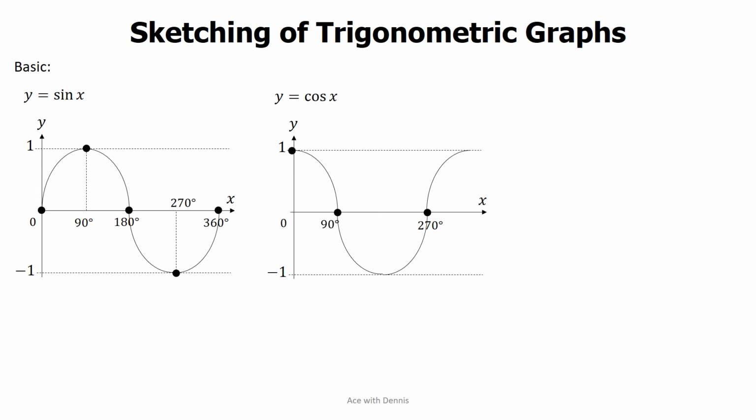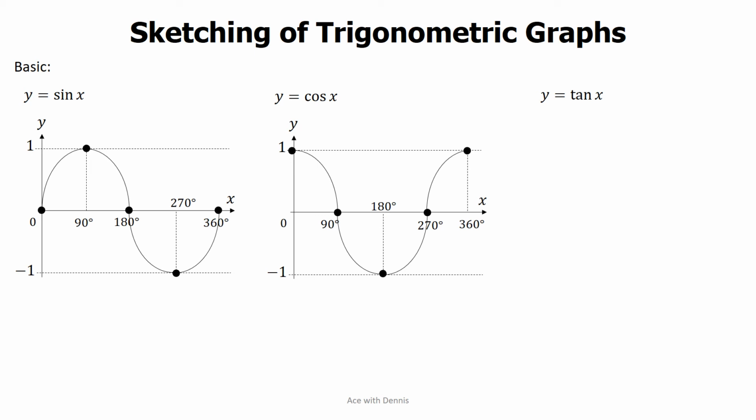Okay, when the angle is 0 and 360 degrees, the y value will be maximum, which is 1. And the y value will be minimum, which is -1, when the angle is at 180 degrees. Okay, so this is the basic graph for the cosine function.